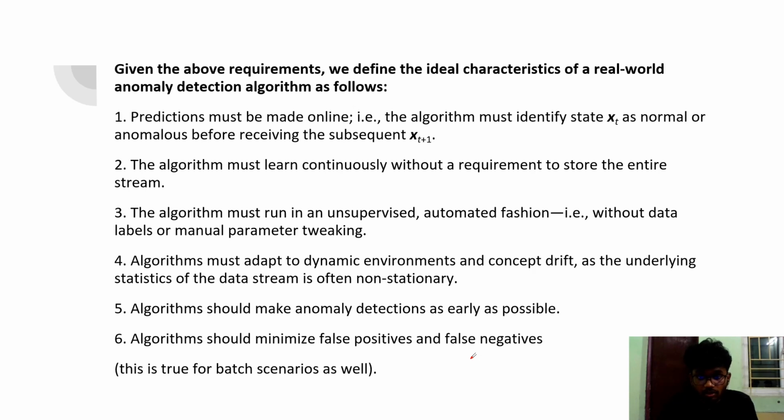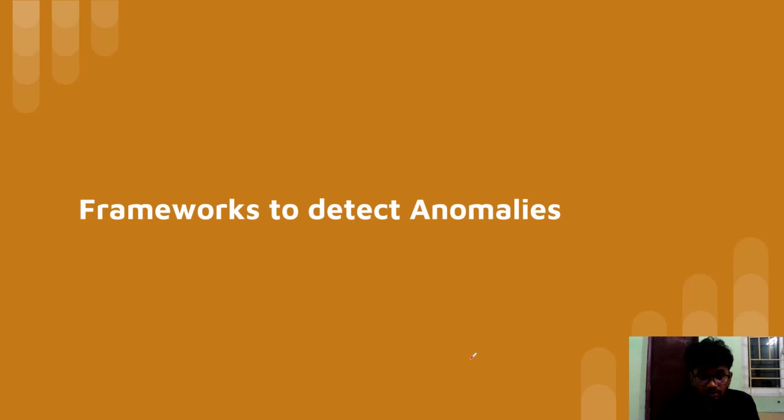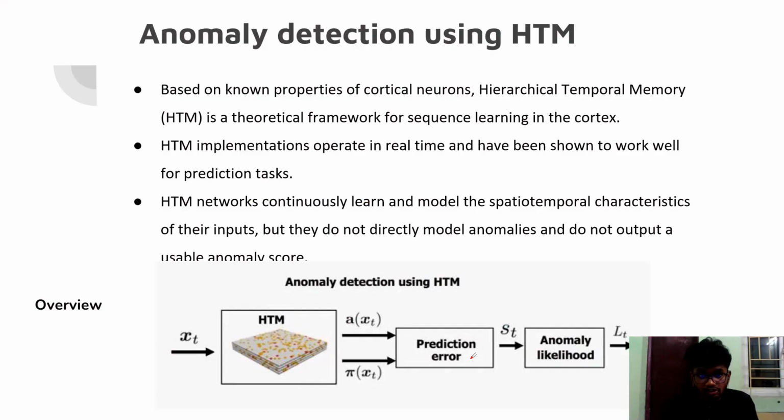must run in an unsupervised automated fashion, that is, without data labels or manual parametric tweaking, in order to reduce any errors. Algorithms must adapt to dynamic environments and concept drift, as the underlying statistics of the data stream are often non-stationary. Algorithms should make anomaly detections as early as possible, and algorithms should be able to minimize false positives and also false negatives. Coming to the framework to detect anomalies, we used a particular framework called HTM.